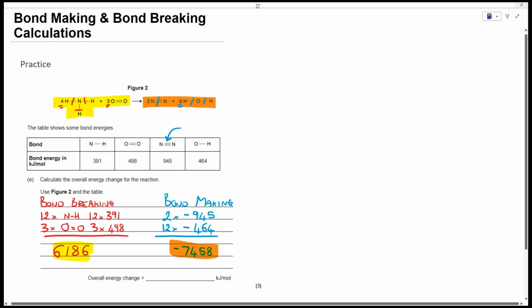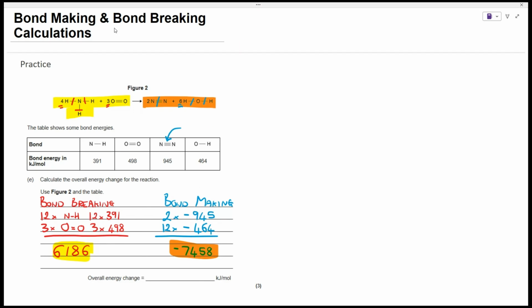So if you work all of that out and you do 6186 plus the minus 7458, hopefully you've got minus 1272, and they've already given us the units, so that's nice and easy. 3 marks in the bank. Job done.